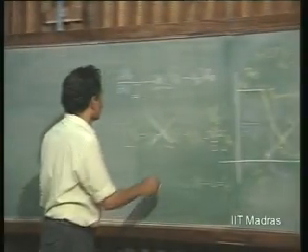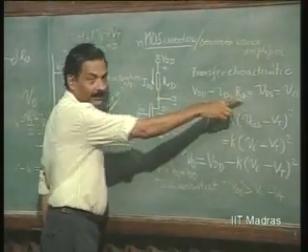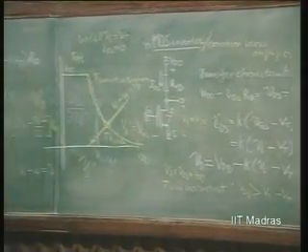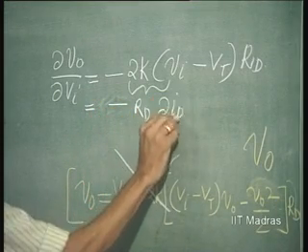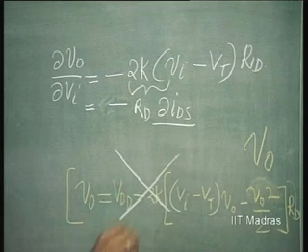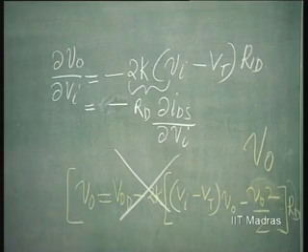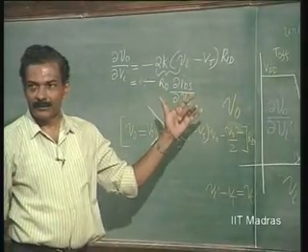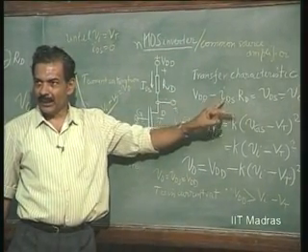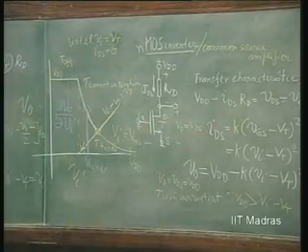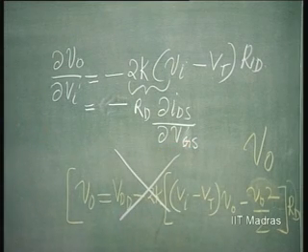Because this is really speaking VDD minus IDS RD. If I differentiate this, actually speaking, you should get minus RD into delta IDS by delta Vi, because RD is a constant. Only thing I can differentiate here with respect to Vi is IDS. So, delta IDS by delta Vi. What is delta Vi? It is same as delta VGS. Vi is same as VGS.